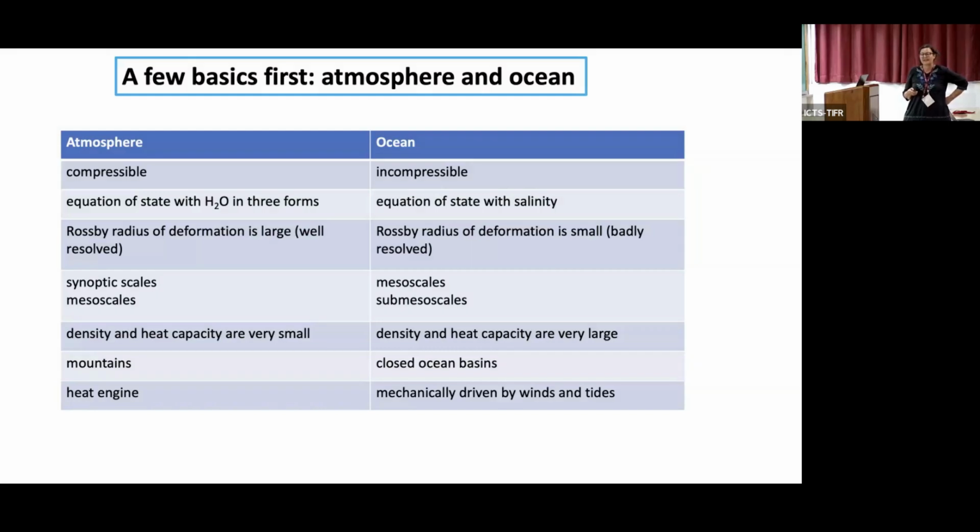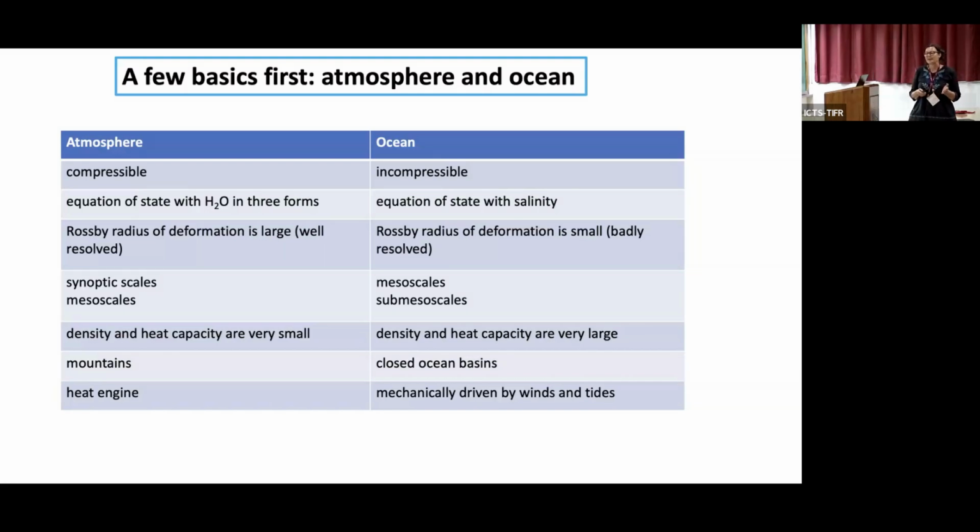I also want to stress that in terms of dynamical regimes, in the atmosphere, you have the synoptic scales. This is where the weather takes place. And in the ocean, these would be called the mesoscales. And in the atmosphere, the subsynoptic scales would be called the mesoscales, which in the ocean, in the same dynamical regime, become the submesoscales. So sometimes this can be a little bit confusing.